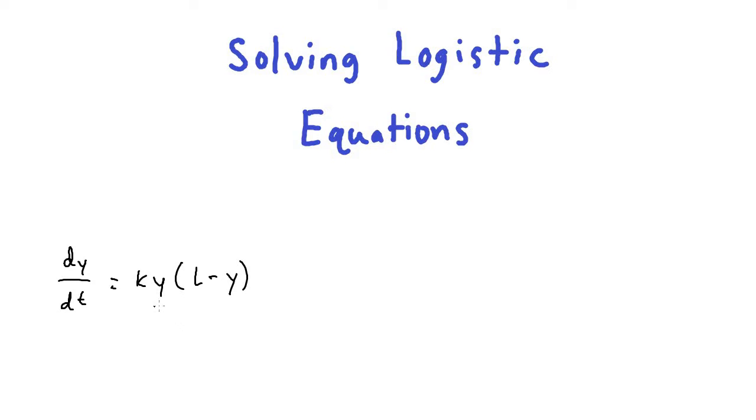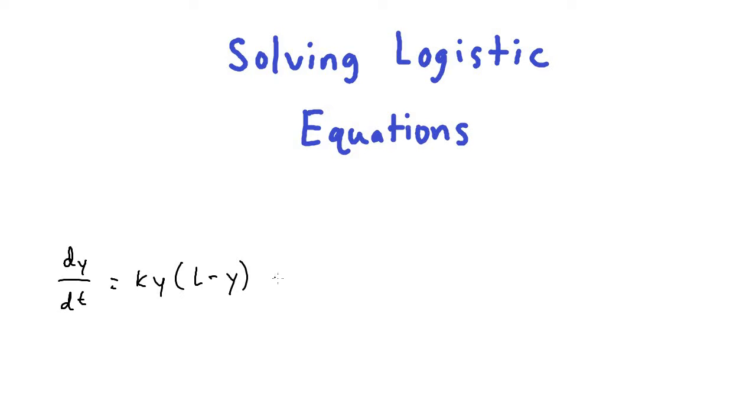If we're talking about population growth, dy/dt stands for the rate of change of the population with respect to time. K is the growth constant. Y is the given population size at a certain time t, and L is the carrying capacity, or the upper limit.